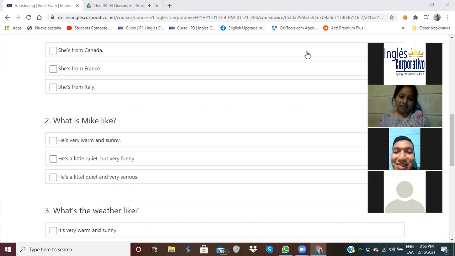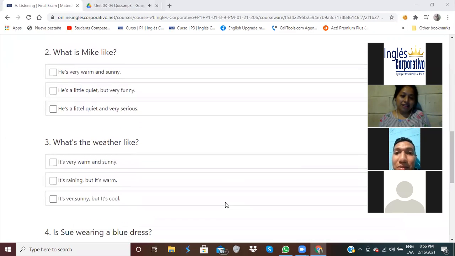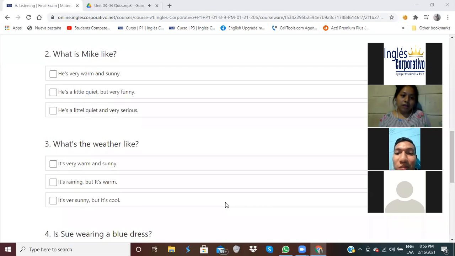It's really warm today. Yeah. Yes, it sure is. And it's sunny. Pero ahí sería el his no, o el she's. Look, it's raining. Oh, well.